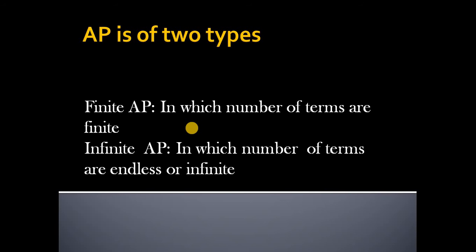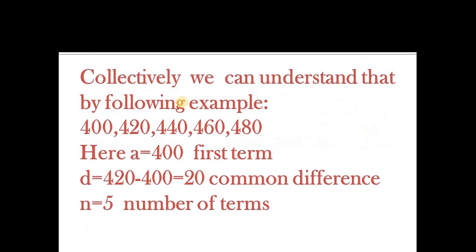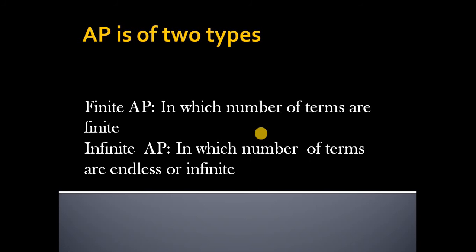AP is of two types. For that, I just want to show you the previous slide. Look here, in this series it is dot dot dot, meaning the succeeding numbers are not given, like which numbers will come after and how many. In the other series there is no dot, meaning there are only 5 terms. So finite is where the number of terms is finite, as in our second example, and infinite is where the number of terms is endless.